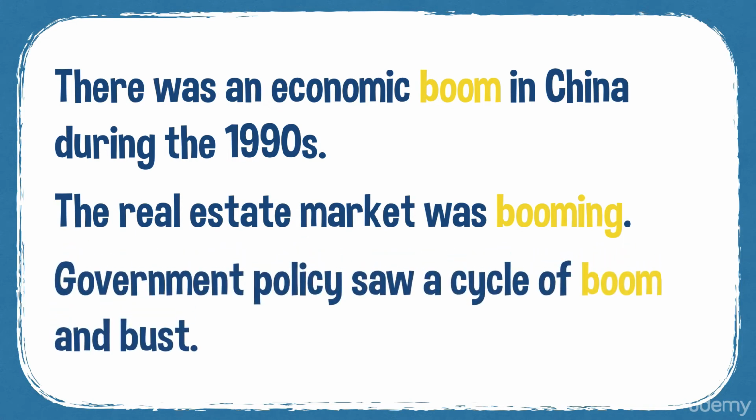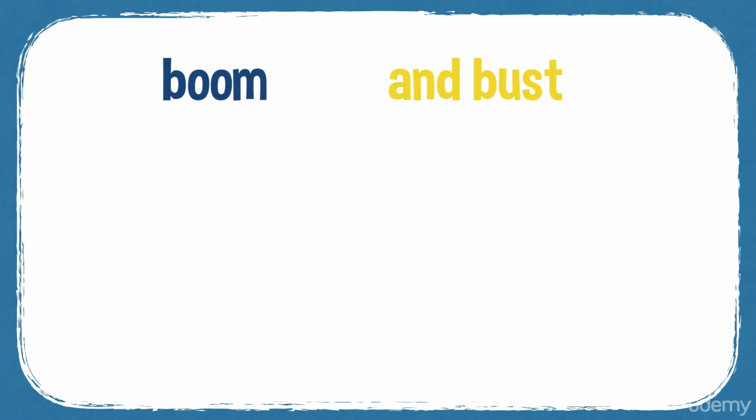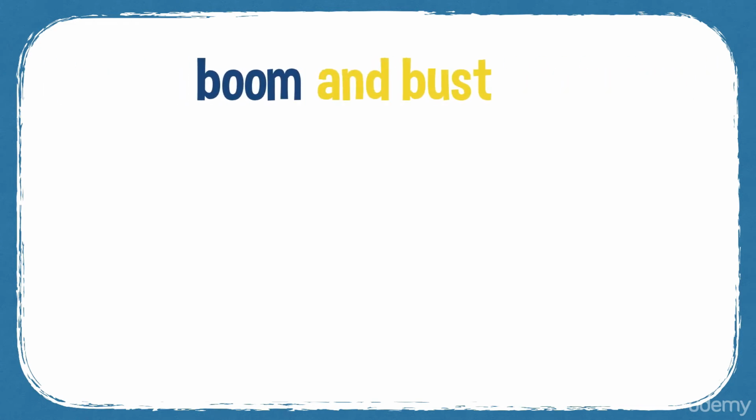Government policy saw a cycle of boom and bust. Boom and bust are opposite, so a boom is when the economy is growing rapidly. Bust is when it's not growing, it's either stagnated or it's declining. So boom and bust often go together. So sometimes governments make the economy expand really fast, but those policies then lead to a bust.